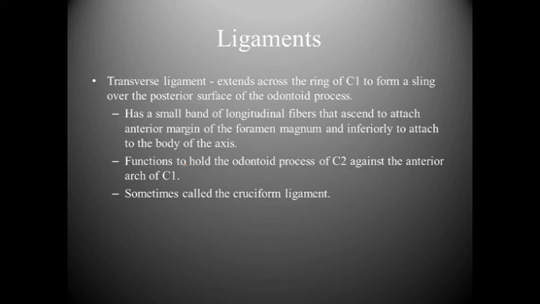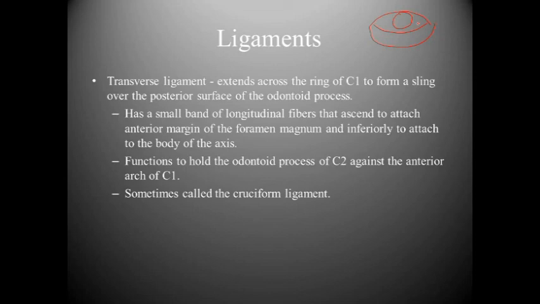The transverse ligament extends across the ring of C1 to form a sling over the posterior surface of the odontoid process. So basically you have the anterior arch, the posterior arch, the odontoid sitting in here, and then there's this transverse ligament, which kind of runs along the ring of C1 to hold the odontoid process in place to keep it from moving all over the place.